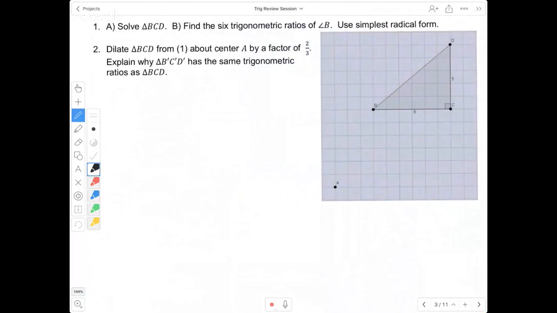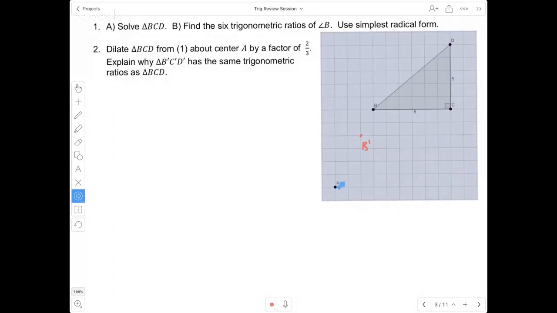Number 2, we had to take the same triangle and dilate it about center A by a factor of 2/3. And then we're going to explain why the trig ratios did not change. So to dilate, each point is going to shrink towards point A by a factor of 2/3. Currently I can see that to get from A to B, I would go up 6 and over 3. I'm going to take 2/3 of that, which is up 4 over 2. So here's my new point, B prime. Notice that this is 2/3 of the entire distance.